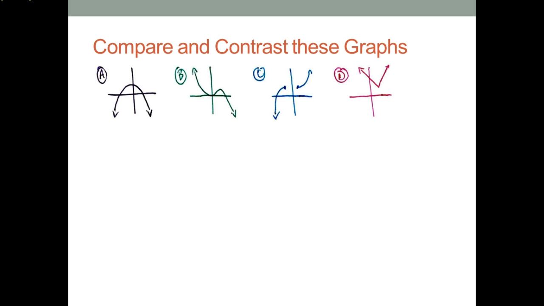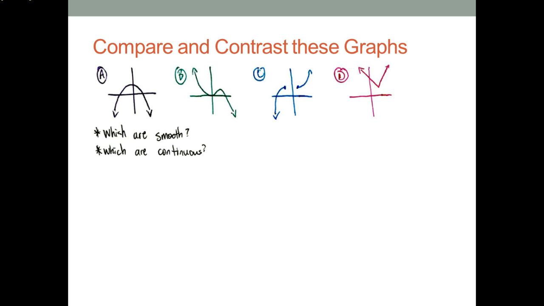So let's compare and contrast these graphs at the beginning. A, B, C, and D, the black, green, blue, and purple graphs. So if you want to pause the video and just make a list of all the things that you see that are the same and different between these graphs, I'm going to encourage you to do that. And if you're back from pausing the video, here are some questions that will lead our discussion.